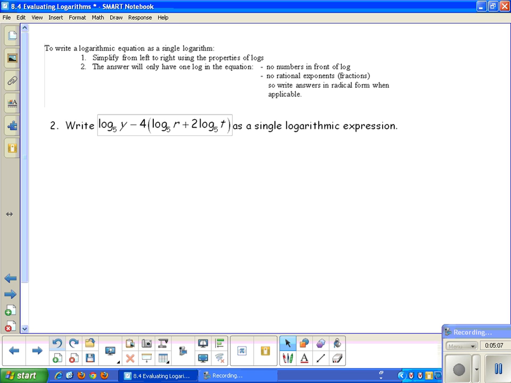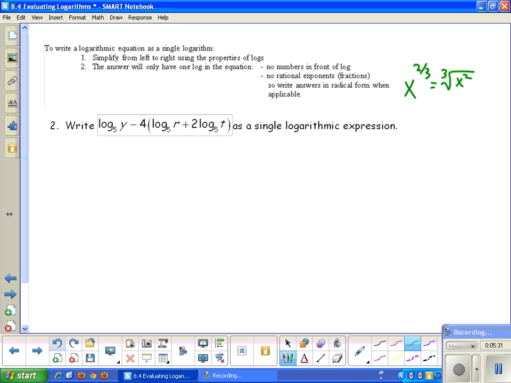No numbers in front of the log, and no radical or exponential fractions, rational fractions, I should say, so that everything that we're going to have, we're going to write back in radical form. So you just have to remember that a rational exponent is something like x to the 2/3, which is really the cube root of x squared.